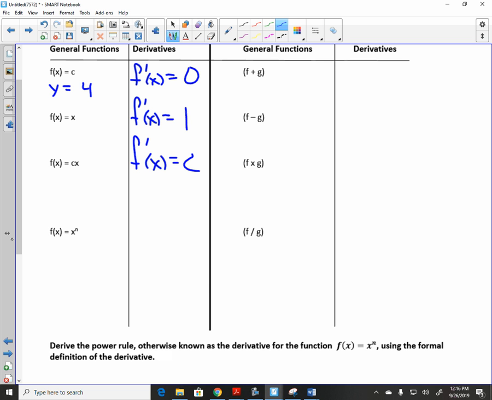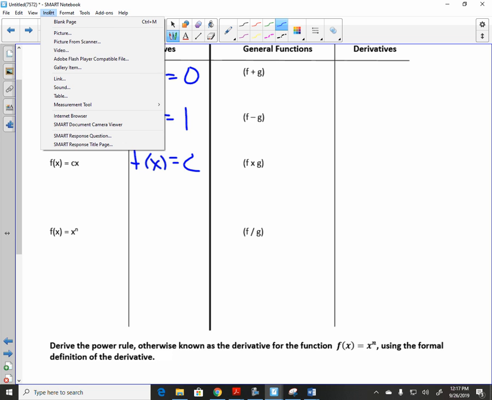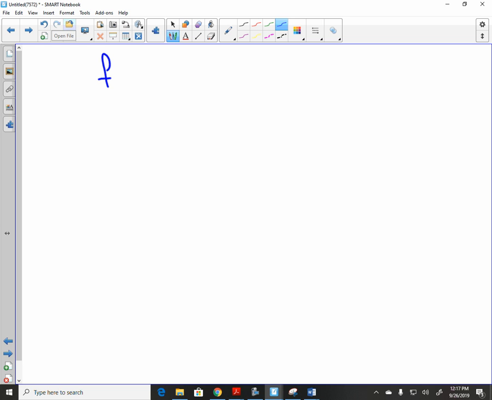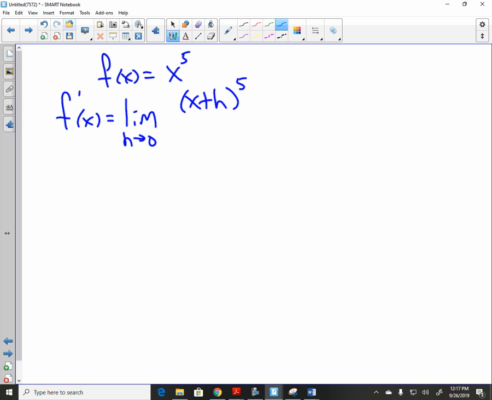So the question is, suppose we have f of x equals x to the nth. How do we take the derivative in that situation? I'm going to back up to a problem that you guys had, which was f of x is equal to x to the 5th. Anybody had that on their worksheet? You figured it out? So let's just review how we set that up. We said f prime of x is equal to the limit as h goes to 0 of x plus h to the 5th power minus x to the 5th, all divided by h, correct?